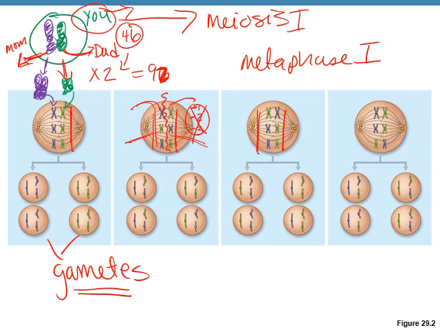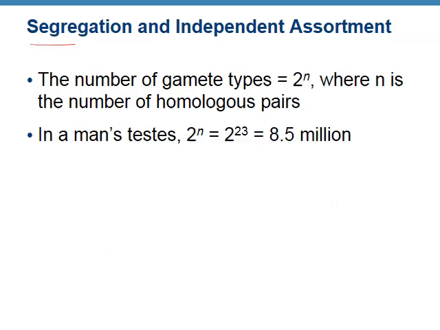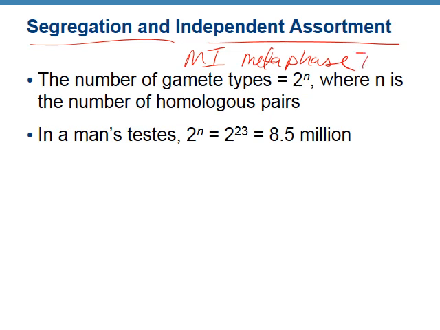Well, remember what's going to happen. These are all going to split and come off. And then they're going to split again and you're going to get gametes. So during meiosis 1, metaphase 1, the homologous pairs of chromosomes line up independently. Therefore, they're going to end up in different daughter cells. In segregation and independent assortment, because of meiosis 1, metaphase 1, the way that the chromosomes line up is independent, we can get 8.5 million different combinations.